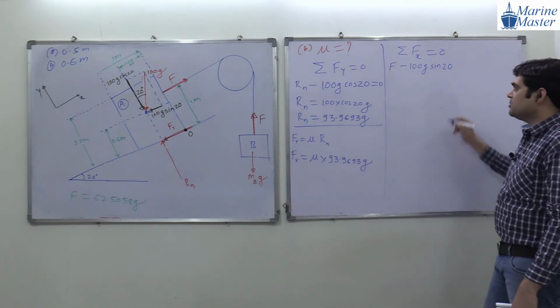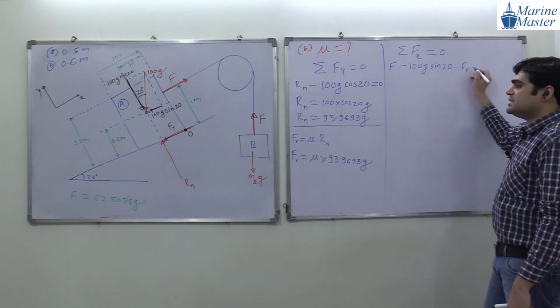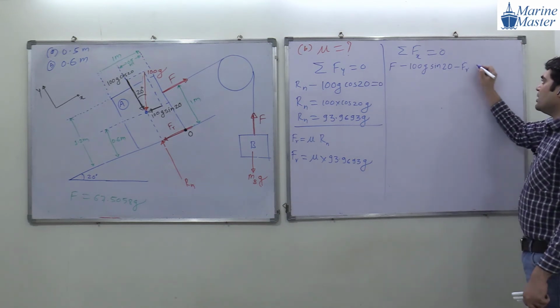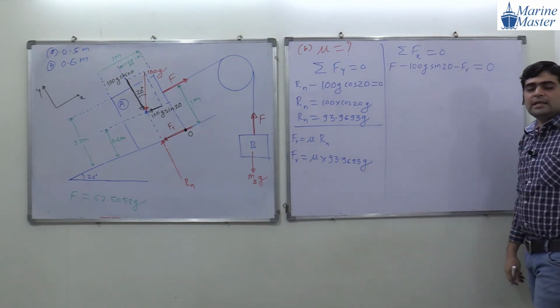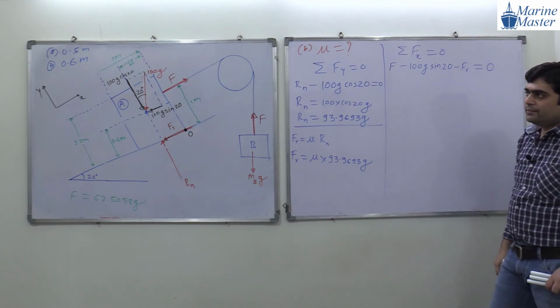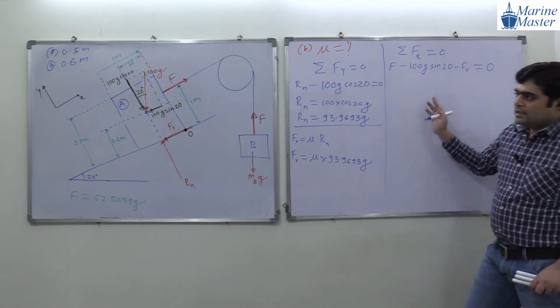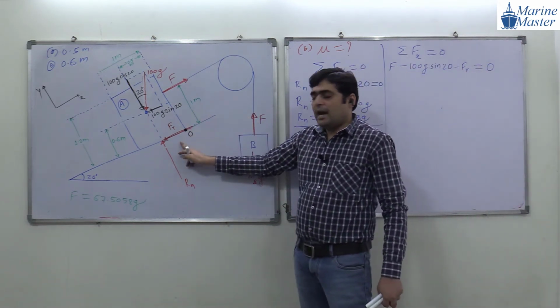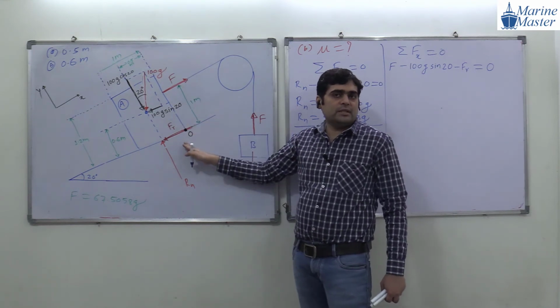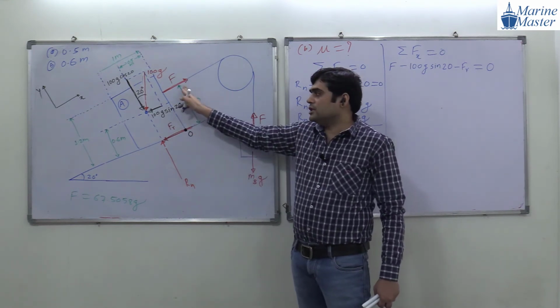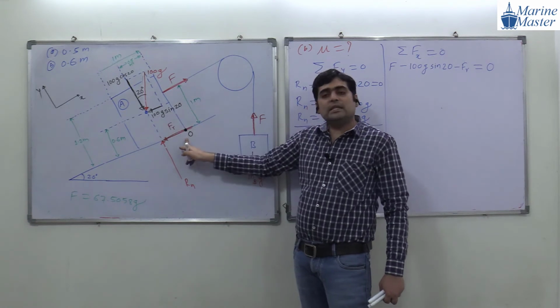Then what will be the scenario? Minus Fr and equal to what, guys? 0. Any more force? Guys, check it once again. F, this 100G sin 20 and Fr. Okay, these are the only three forces in X direction. This one is positive. This one is negative. Again, this one is negative.